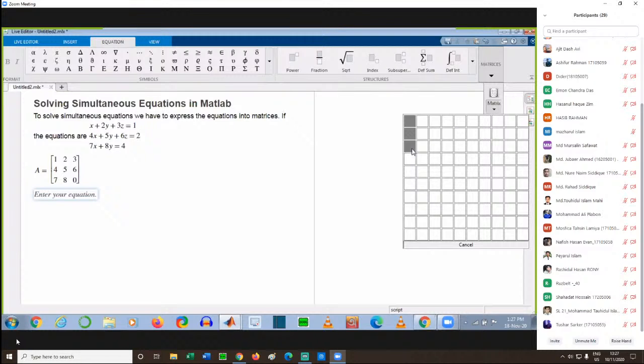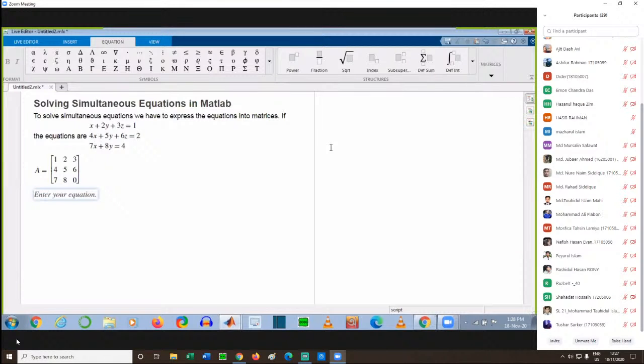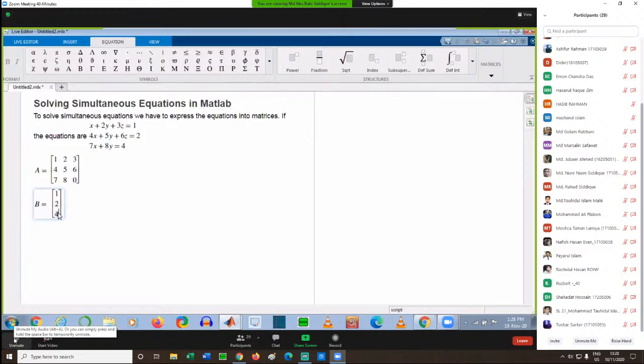So let's take that from here. It should be 1, 2, 3, something like that. So suppose that is the B matrix. Just define it as B, and B equals this matrix. We have 1, 2, and 4, right? Good. So we got two matrices.